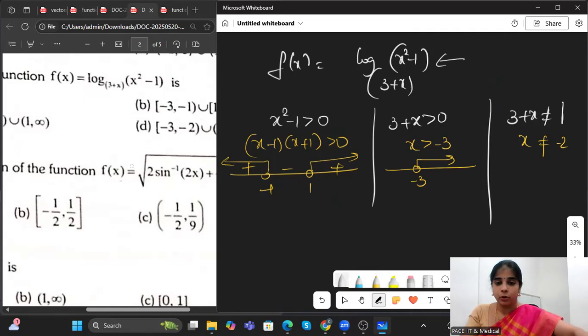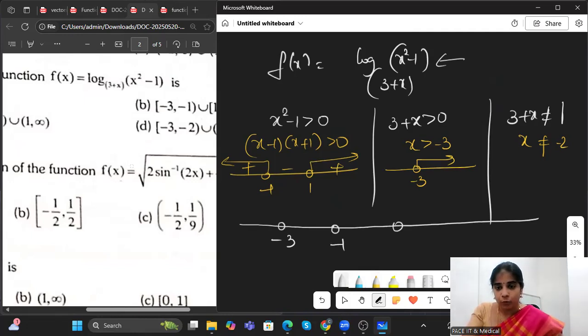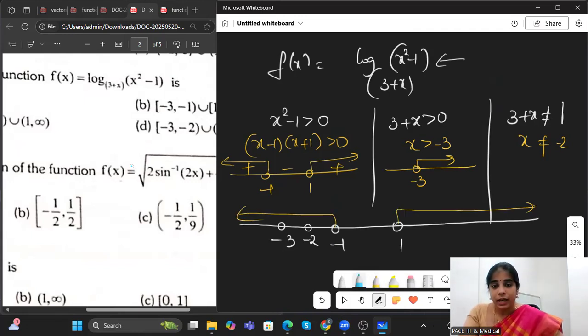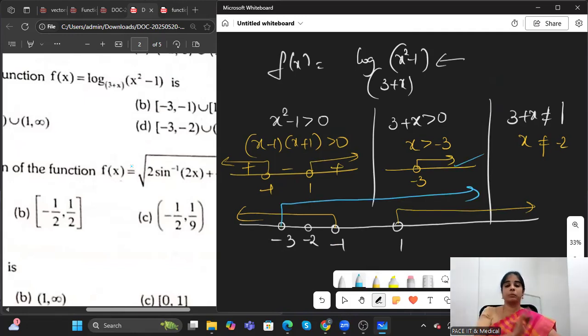So now let me go with the proper number line there. That is minus 3, minus 1, 1. And in between somewhere we will have a minus 2 also. We are not supposed to have that. These are my critical points that I am marking. So minus 1 towards left and 1 towards right is one solution, and minus 3 towards right is another solution, and x not equal to minus 2 is another solution. In the sense, it can take every value but not minus 2.